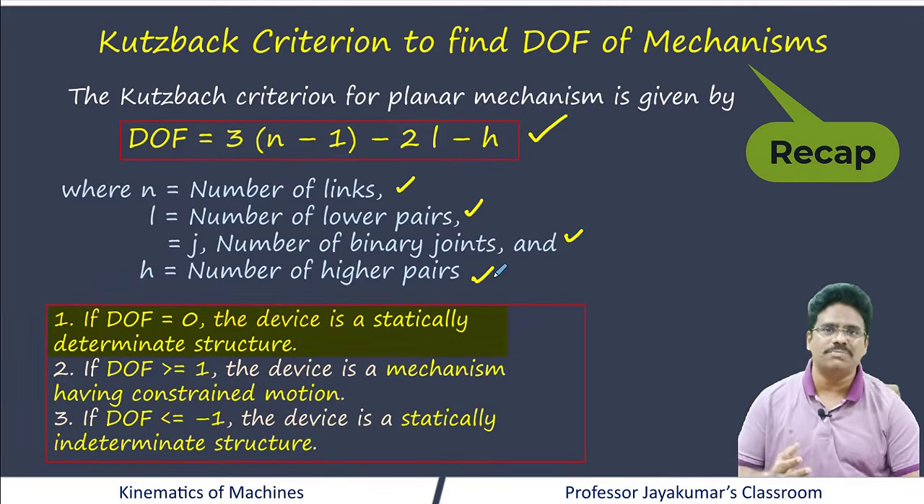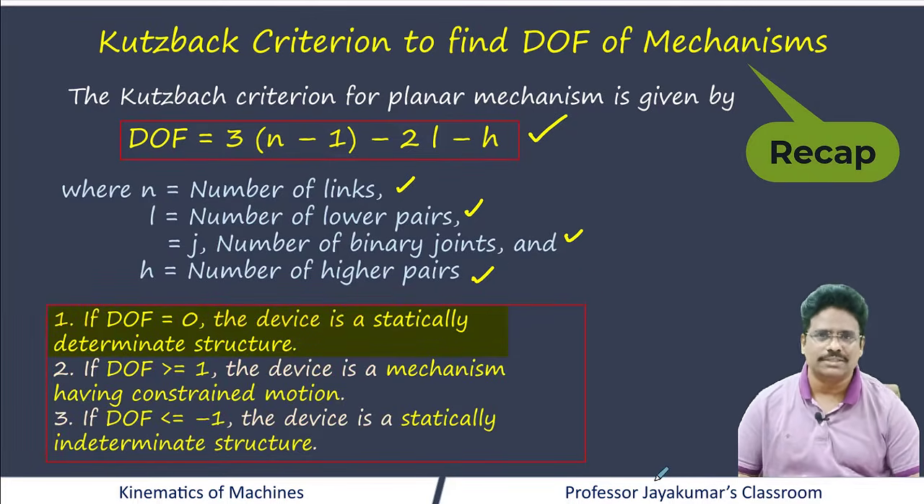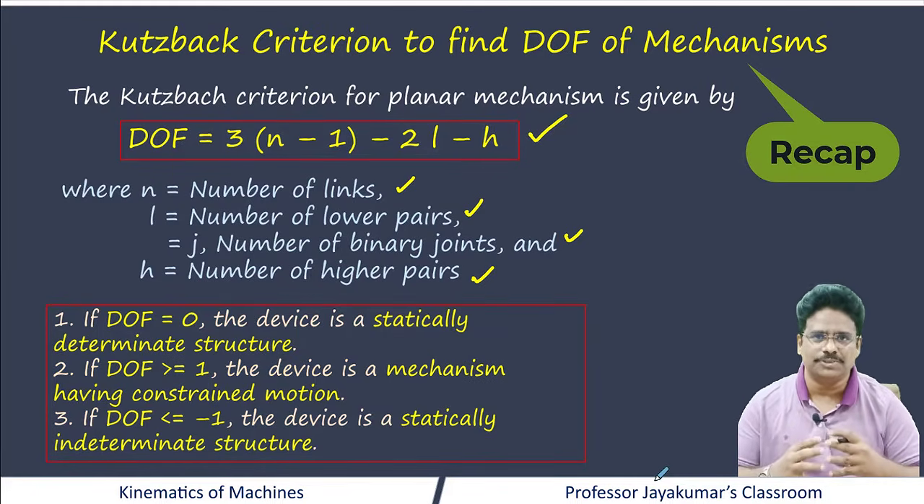If the degrees of freedom is equal to 0, that means that the mechanism forms a structure. If the degrees of freedom is less than 0, say minus 1, minus 2 and so on, then the structure is statically indeterminate structure. If degrees of freedom is greater than 0, say 1, 2, something like that, then we can call the mechanism is having constrained motion. These theoretical concepts we have already discussed in our earlier video.